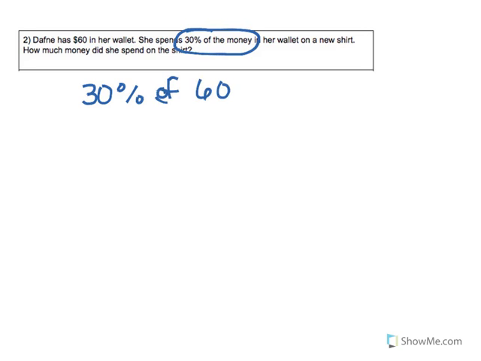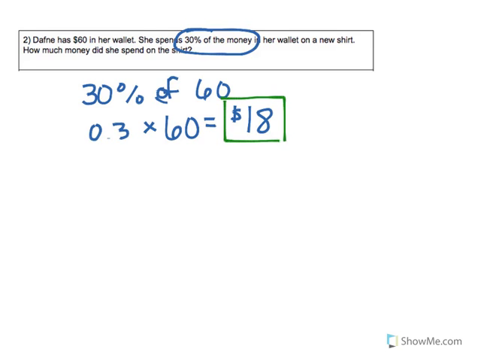Of 60. So I can rewrite this as an equation. I know 30% as a decimal is 0.3. Of means I'm multiplying or making equal groups, 30% of 60. And because you were able to use a calculator on this test, I'm not going to work out the problems. You could plug it into a calculator and you get 18. You'll see I put the dollar sign. Make sure that you are labeling all of your answers. So number two, how much money did she spend on the shirt? She spent 30% of 60, which is $18.